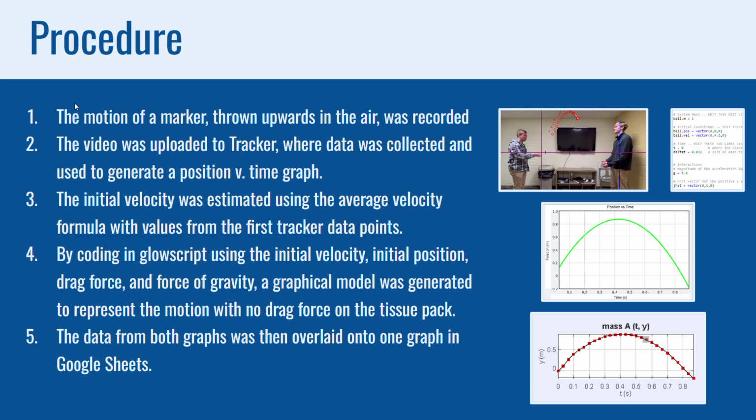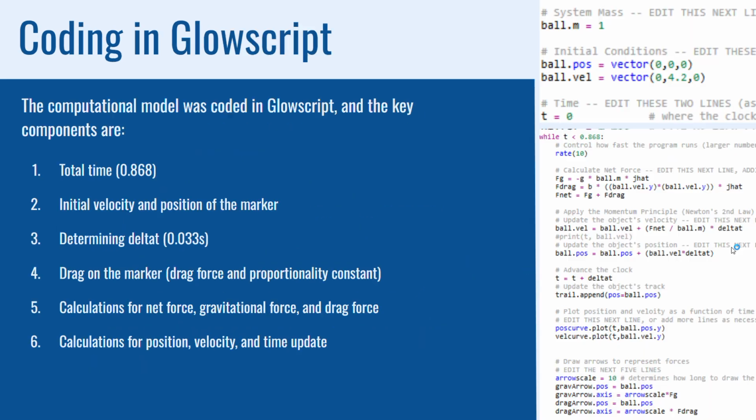For the procedure, a video was recorded of the motion of the marker, and then it was put into Tracker, which gave us the data. And then that was our first graph. And then initial velocity was calculated with the average velocity formula. And then along with that, an initial position, drag force, and gravitational force. The second model was made, which is this graph here. And then both graphs were put into one on Google Sheets.